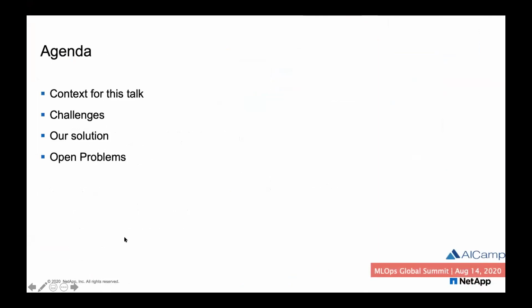So my talk is actually in 4 parts. First, I'm going to give you a little context for this talk. What is Active IQ? What do we do with it? Some of the challenges we have with machine learning. And then a high-level description of our machine learning platform. And then finally, an interesting open problem that we're working on, where we'd love to get your feedback and your input.